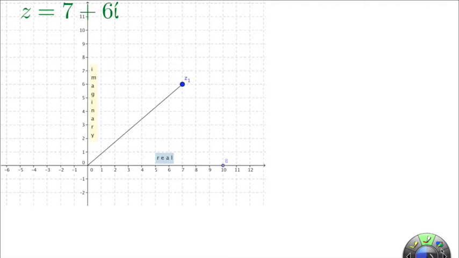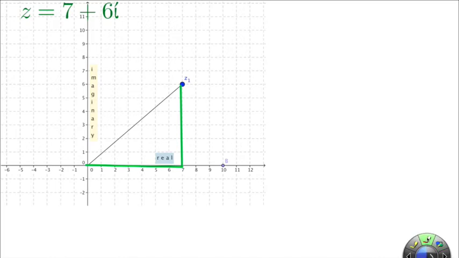So here I drew 7 plus 6i, and what I want to do to it is I want to see how to change it into polar form. So the first thing I'm going to do is draw straight down below the point. I don't know why this program doesn't like straight down. And of course, form my little triangle.